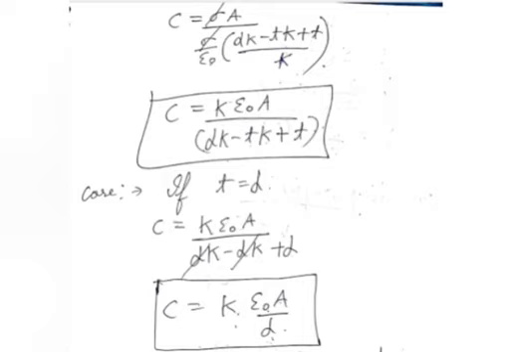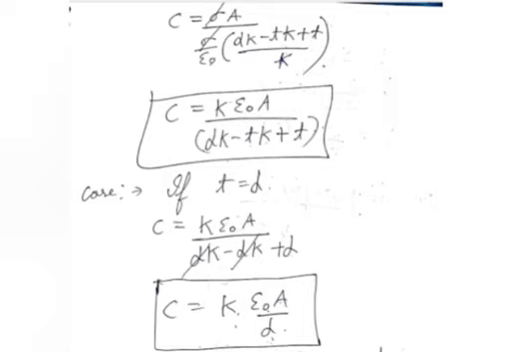Hence finally we are getting an expression C is equal to K epsilon naught A upon d k minus t k plus t. This is our final expression for capacitance, that is the effect on the capacitance of a parallel plate capacitor because of a dielectric slab that is inserted between the plates of the capacitor.